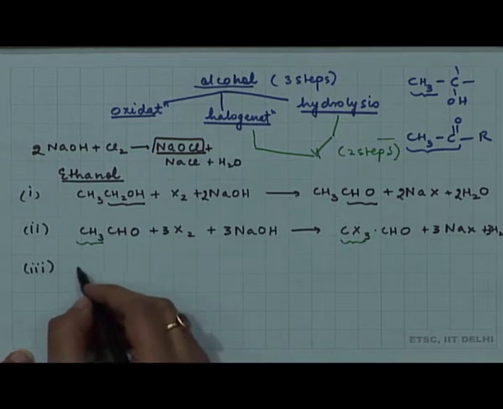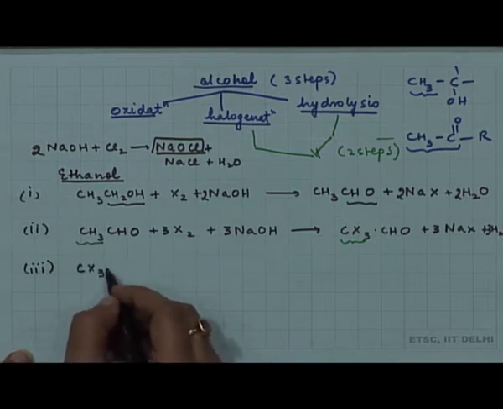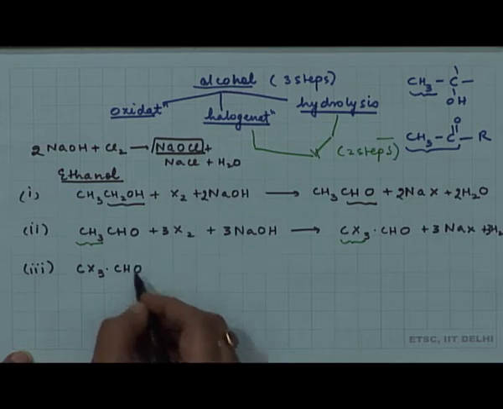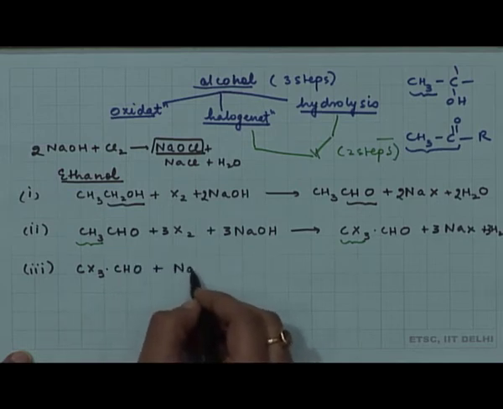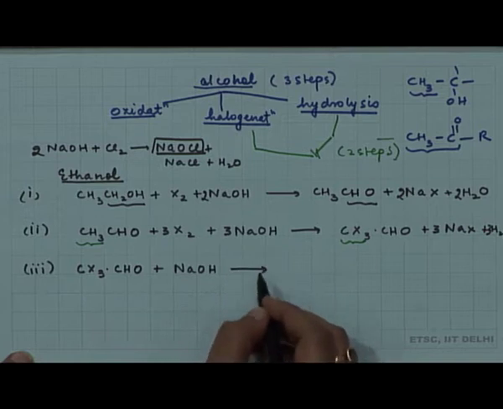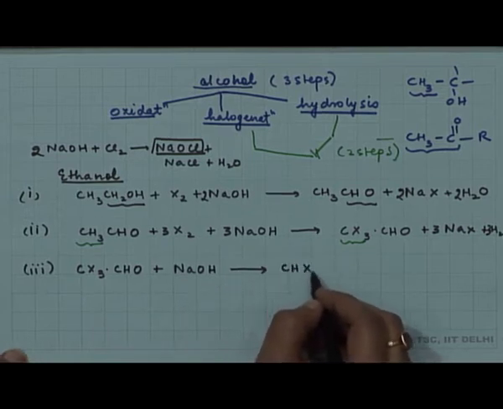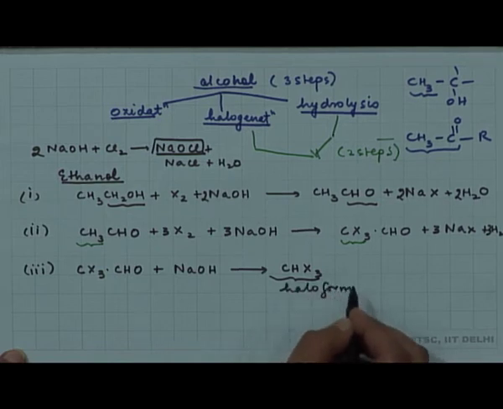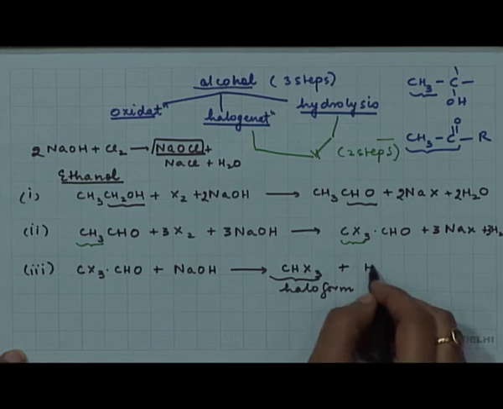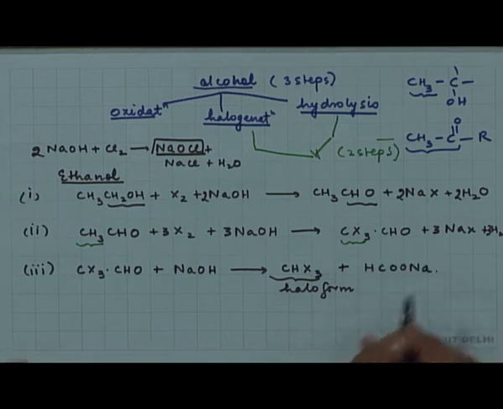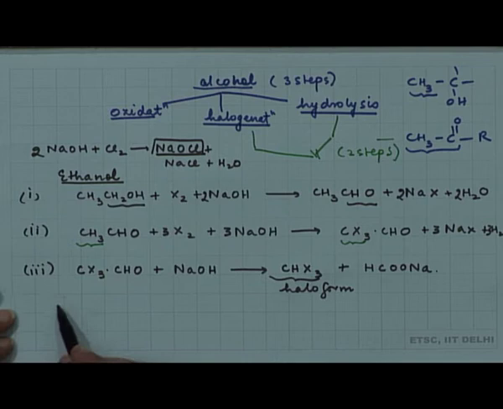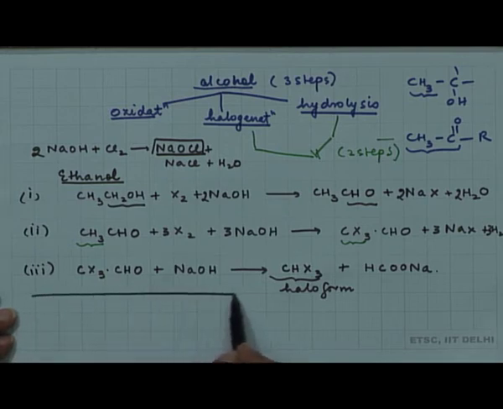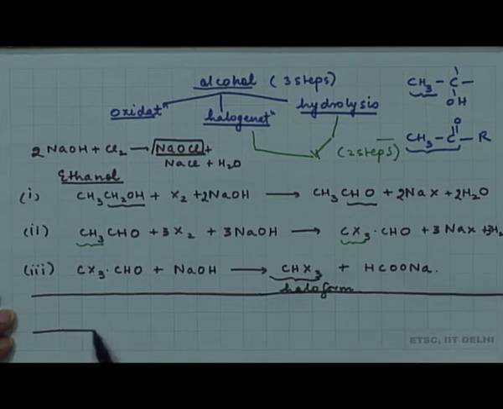The third step is the hydrolysis of this trihalogenated compound under alkaline conditions, and this yields you the corresponding product, which is your haloform. So, this is what your haloform is, along with formation of HCOONa. So, if I write the overall equation for all the 3 steps, the oxidation, halogenation and hydrolysis, I combine all the 3 steps.